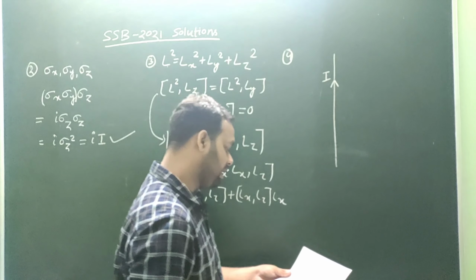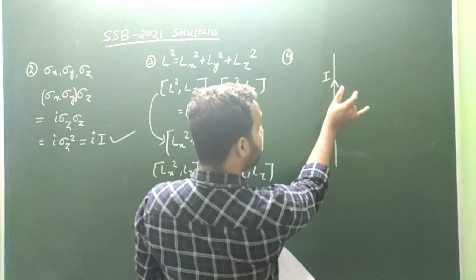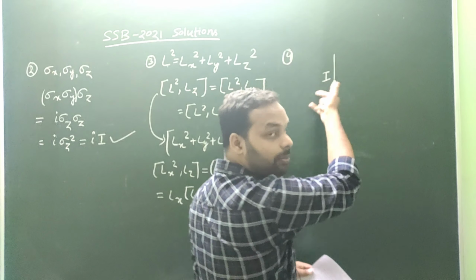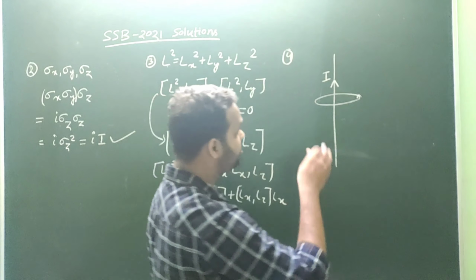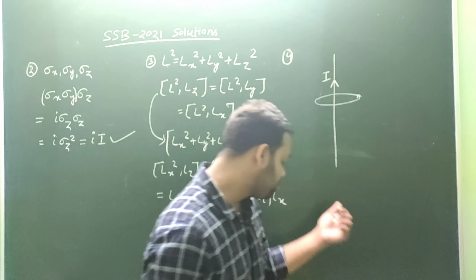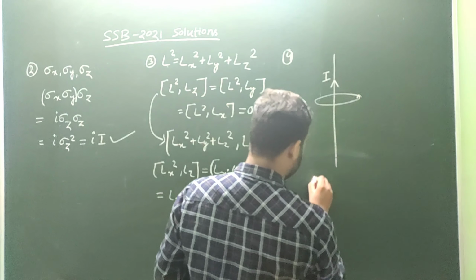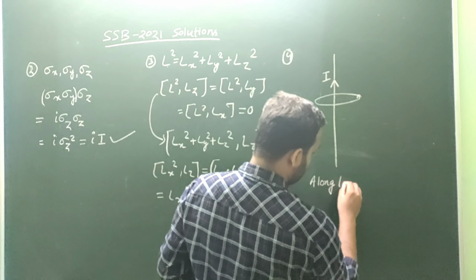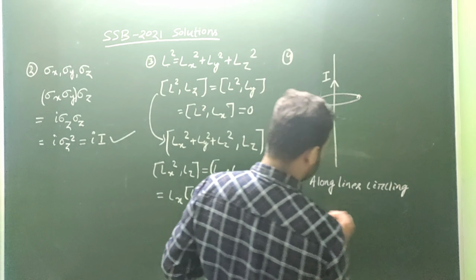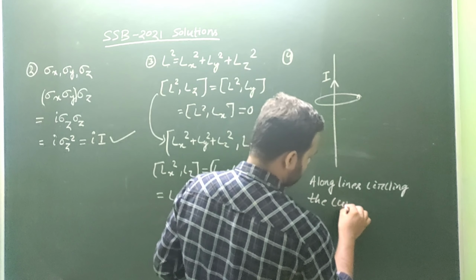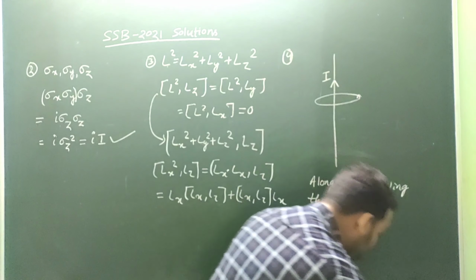Now third is saying along the lines which circle the current. So this is the current, and the lines which circle the current, like this circular path. Okay, so like this, like this. So this is the right answer. So the answer of this question is along lines circling the current. Okay, let me write it down here. Along lines circling the current. Right, so four questions are done.